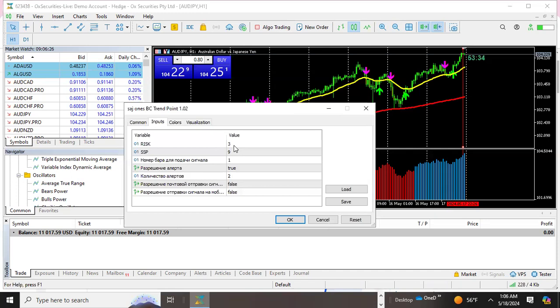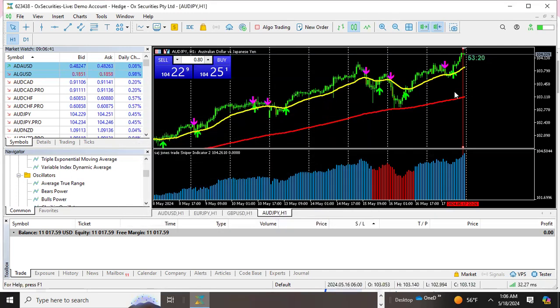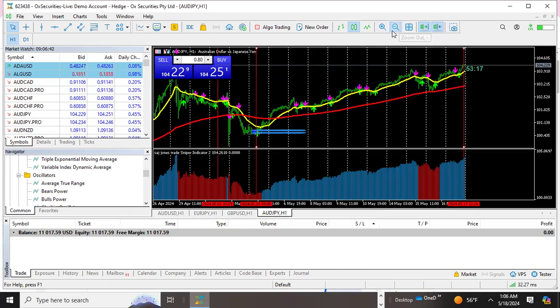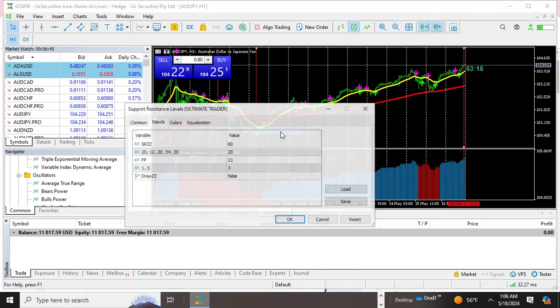When you load it up, the default settings are 9, 1, true. This true here is what gives you the notifications when to buy or sell. Leave the 2 false. Then you're going to load up the support and resistance, the support resistance level ultimate trader. This is going to stay on the default settings also.